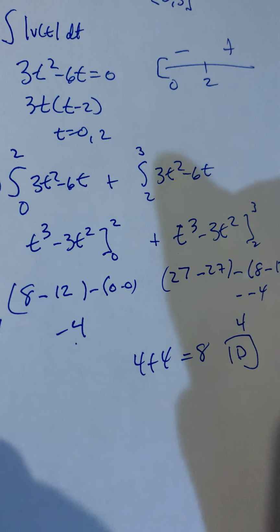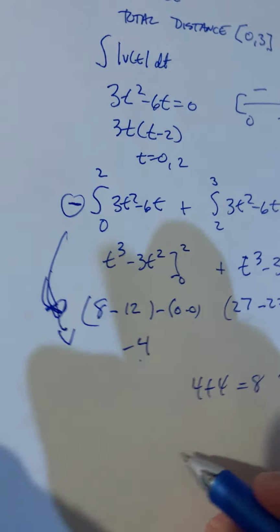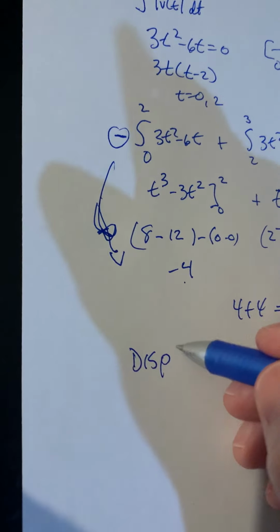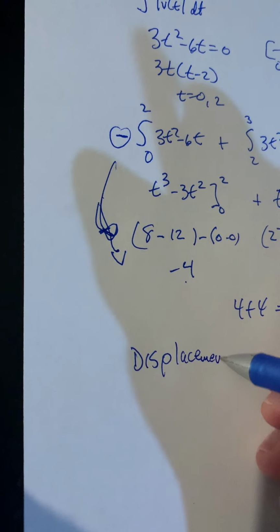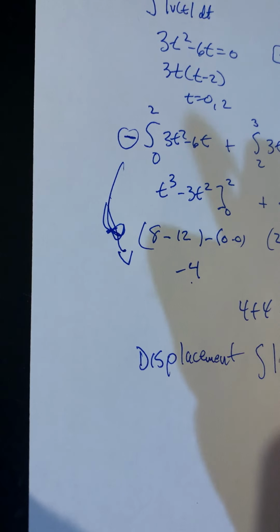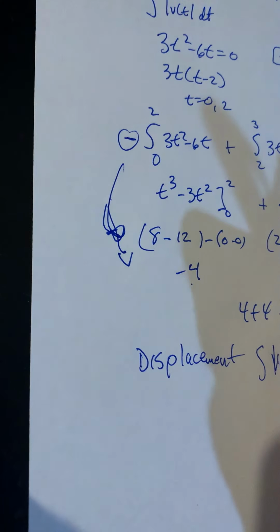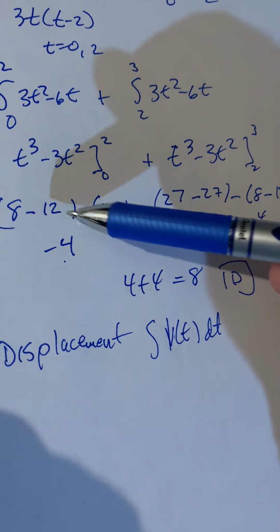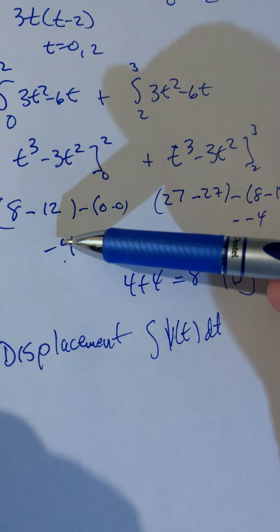Next question asks for displacement. By definition, if you want to find the displacement, you just integrate the velocity. That's going to give you displacement. So I could go back up to the last problem. The displacement is going to be 0 because I know I already integrated the velocity from 0 to 3, but I just broke it up.